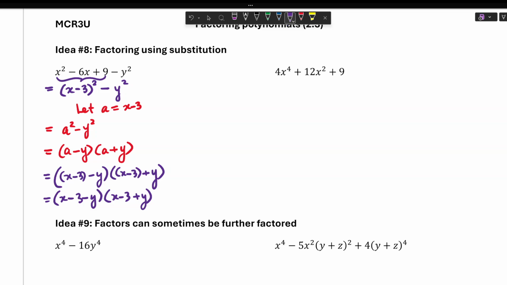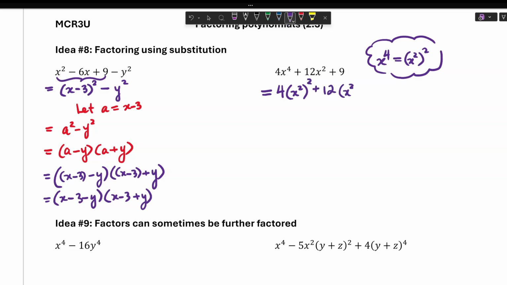Let's do one more example with a slightly different substitution. So this one, 4x to the power 4 plus 12x squared plus 9. It doesn't look like a quadratic, but if you're clever about it, you can make it look like a quadratic. So let's remember that x to the power 4 is like x squared to the power of 2. Okay, so if we rewrite it like that, you'll notice that it kind of looks like a something squared plus b something plus c. At this point, you can factor it.